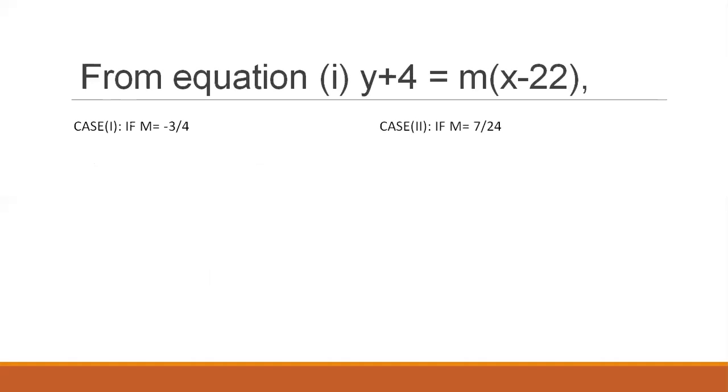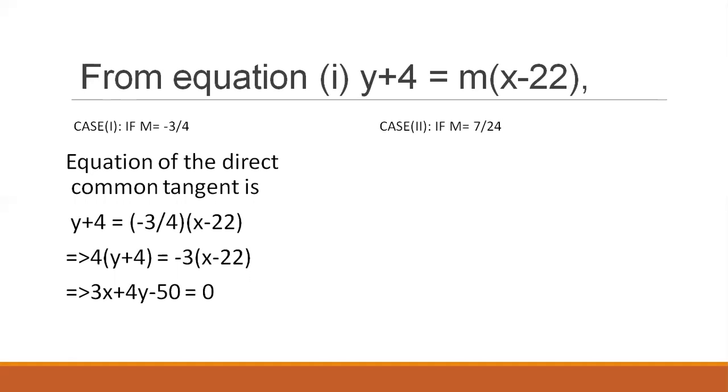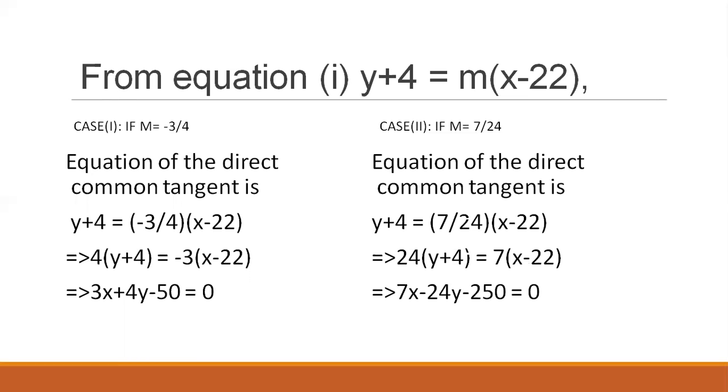So let us take the cases. Case 1, if m is equal to minus 3 by 4, what will be the equation, children? Y plus 4 is equal to m into x minus 22 is the equation 1. In that, we will substitute m equal to minus 3 by 4 and simplifying, we will get 3x plus 4y minus 50 equal to 0 as one of the equations of direct common tangent.